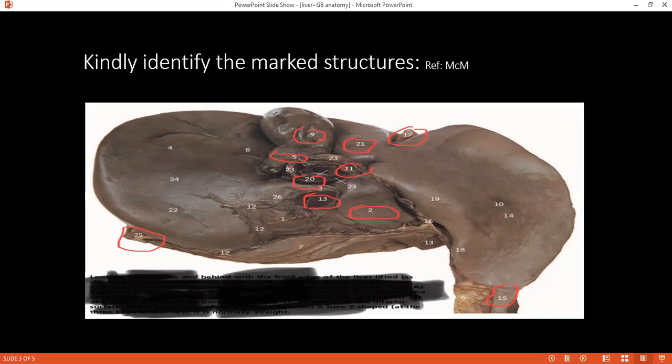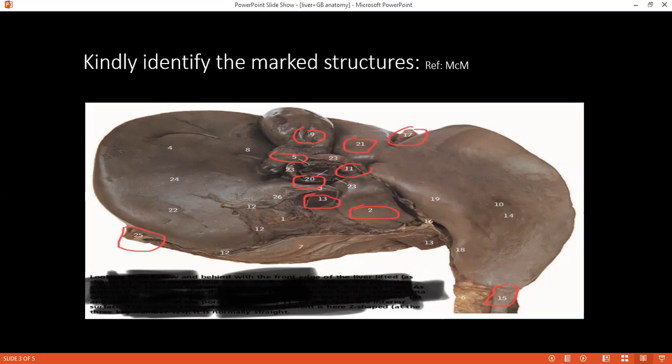Can you please tell me the blood supply of the gallbladder, both arterial and venous? The gallbladder is supplied by the cystic artery, which is more commonly a branch of the right hepatic artery, and the venous drainage is accompanying the cystic artery. Okay.